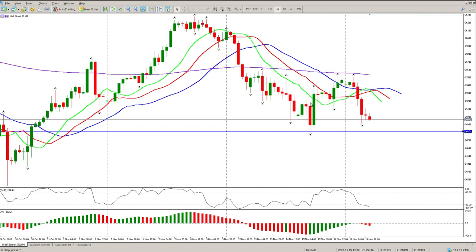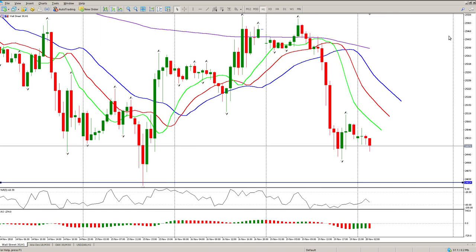On the 4 hour, we rallied into the alligator, had a double top off the 200 moving average, and then went back below the alligator. You can see the awesome oscillator staying below the zero. Red means we've got downward momentum, green means a bit of upward momentum, but so long as we're below the zero, trend is down. If we're above the zero, trend is up. Similarly, below the alligator, trend is down. Above the alligator, trend is up. So you can see this trend is clearly to the downside.